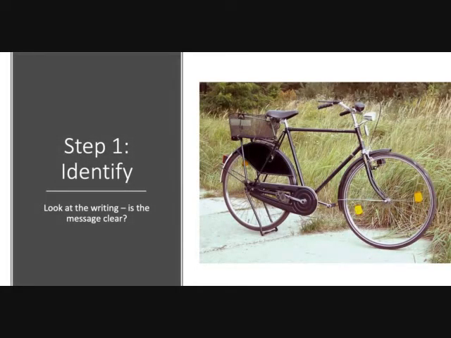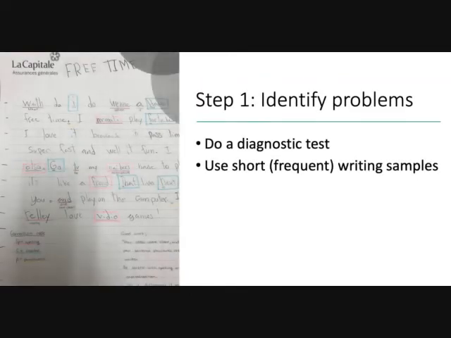Let's look. What we do is we look at the writing the student is currently doing, or the language the student is currently producing. Is the message clear? That's our focus. Is the bicycle getting us from A to B? Can we understand what the student is saying? So how do we do this? Well, we do a short diagnostic test. This is what usually happens at the beginning of the year when you ask students to write what they did on their summer vacation. That's nice to get to know them, but really importantly, it's also understanding what they are already capable of and where they need some focus.